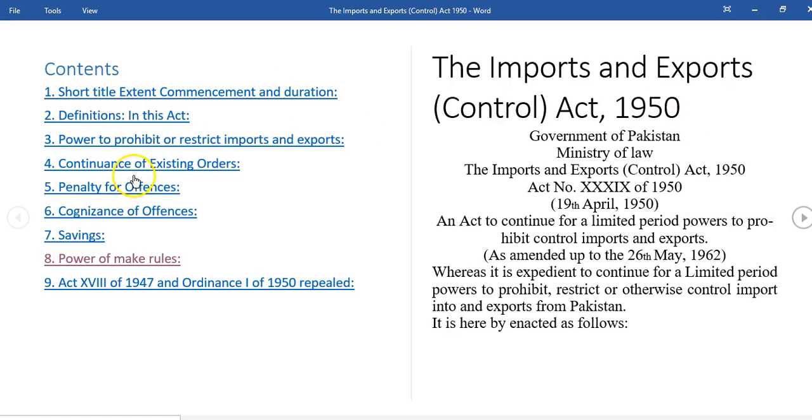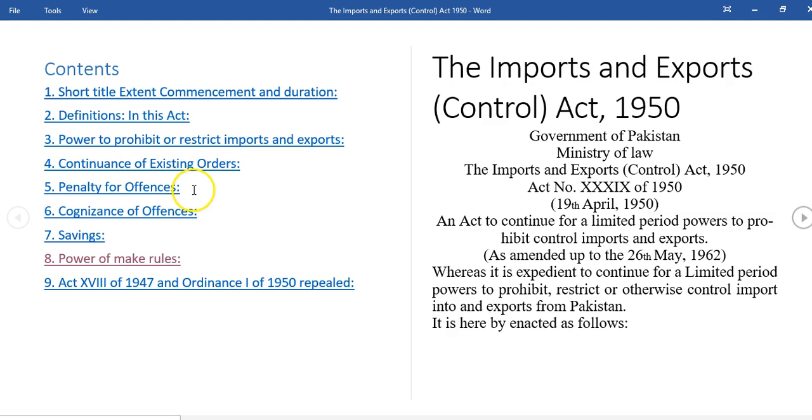In this act we have 9 sections. The first section has the title, the coverage. Here extent means coverage, and then the valid period, that means when the act starts to be valid, which we call commencement, and then the duration, that is how long the act will remain valid. In the second section we have the definitions to be explained in this act, and in the third section we have explanation about who has the power to prohibit or restrict imports and exports.